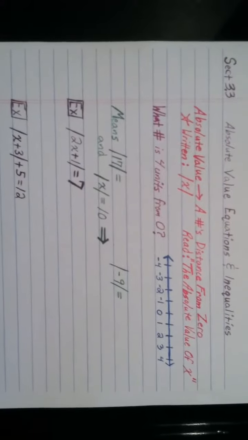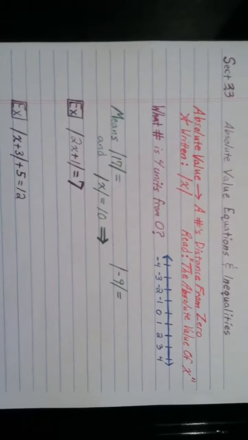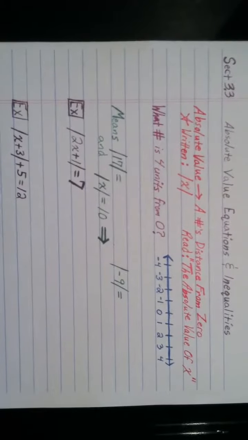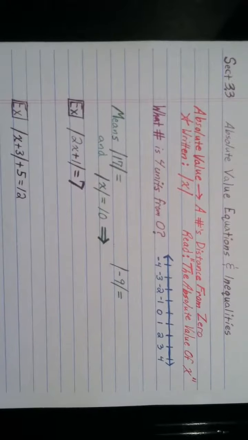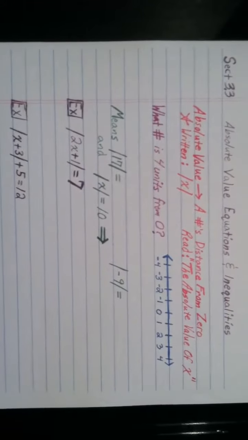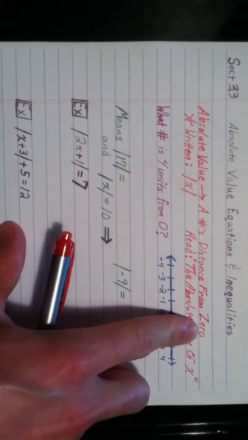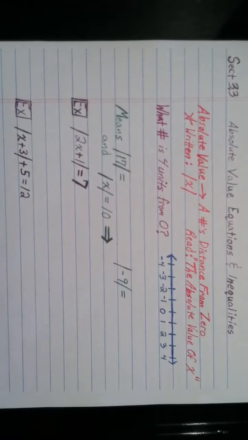Section 3.3, Absolute Value Equations and Inequalities. Although here in Math 0306, we really only deal with the absolute value equations part of it, not the inequalities. So to begin, we'll first define what is an absolute value, and by definition, absolute value is a number's distance from zero. Okay, how far something is from zero on the number line.